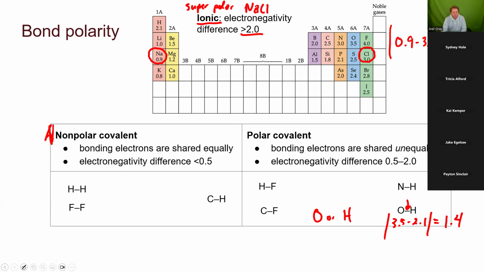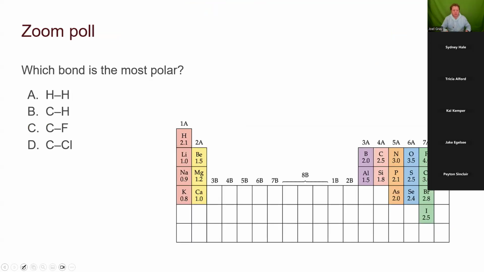Okay, now, next up, we've got a poll question, but I'm not going to give this as a poll question. I'm just going to present this to everyone, and we're going to work through this one. Which one of these bonds is most polar? We've got hydrogen-hydrogen, carbon-hydrogen, carbon-fluorine, and carbon-chlorine. What I want to do is write out the electronegativities of each of these atoms and do absolute value bars.